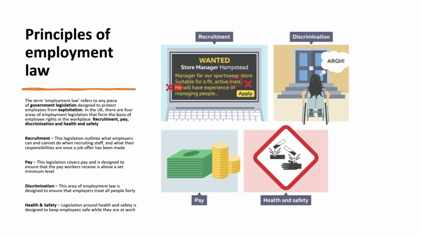Principles of employment law, okay? The term employment law refers to any piece of government legislation designed to protect employees from exploitation, okay? That's a good definition to remember. In the UK, there are 4 areas of employment legislation that form the basis of employee rights in the workplace. This is recruitment, pay, discrimination, and health and safety. And I'm sure you've heard of all of those things. So let's go into a little bit of detail about each of those right now.